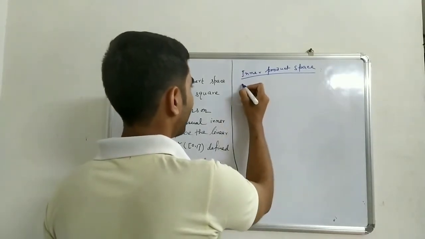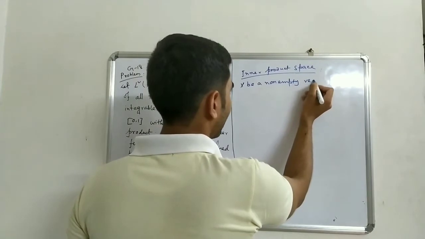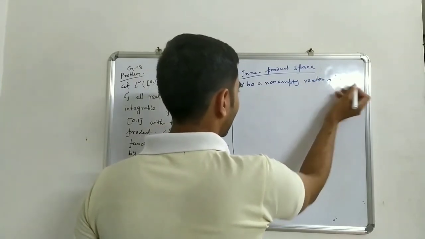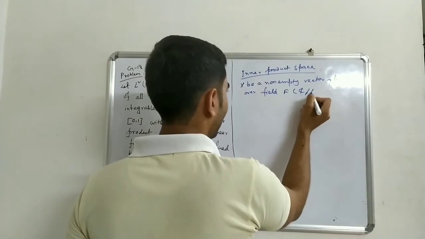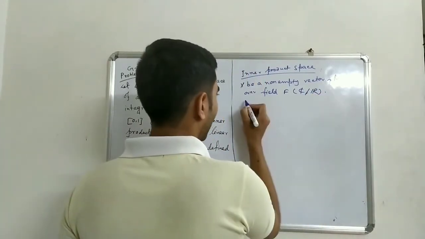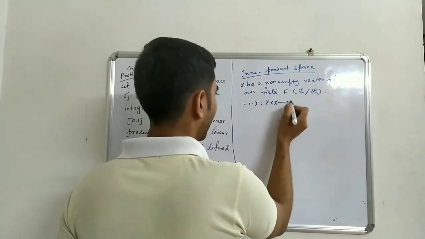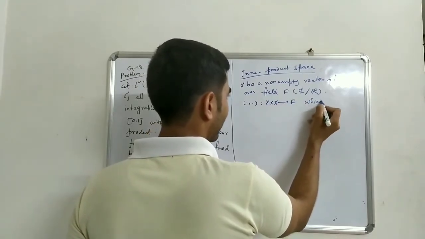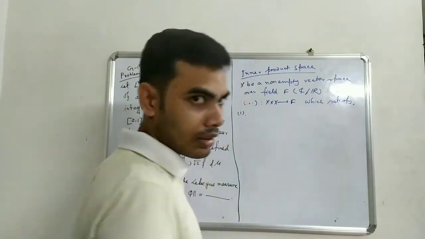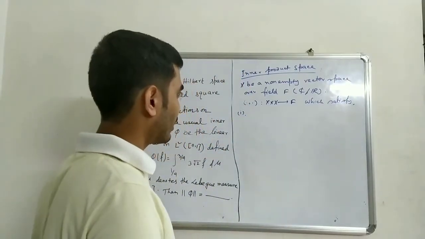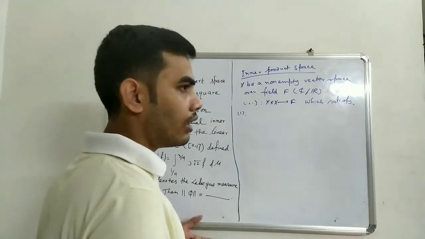Okay, so X be a non-empty vector space over the field F, which may be C or R. Now we define a mapping from X cross X to F which satisfies three conditions. The first condition is non-negative definiteness, the second condition is conjugate symmetry, and the third condition is linearity with respect to the first argument and linearity with respect to the second argument.